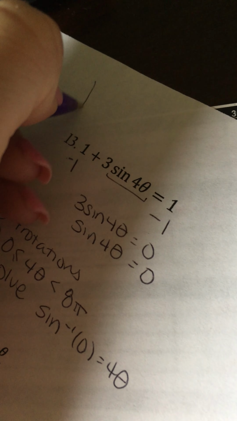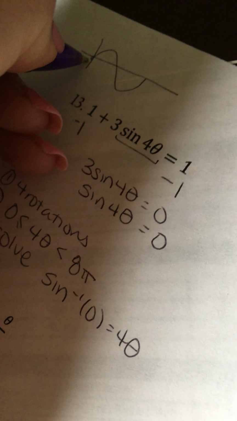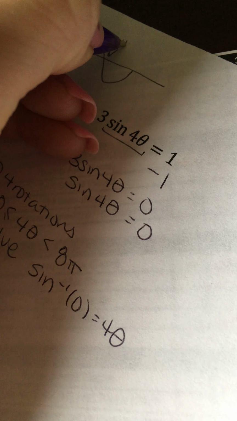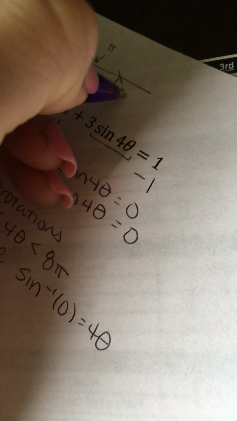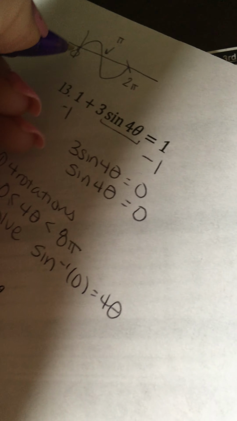All right, so where is sine 0? If you think about the graph, this is what it looks like. Sine is 0 at 0, sine is 0 at pi, and sine is 0 at 2 pi, but we're not going to include this endpoint because it's redundant. So my two answers here are just going to be, I'm going to do this over here so I have room, 0 and pi. So that's first rotation.